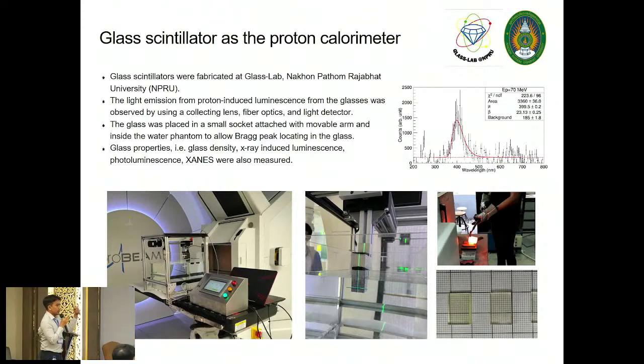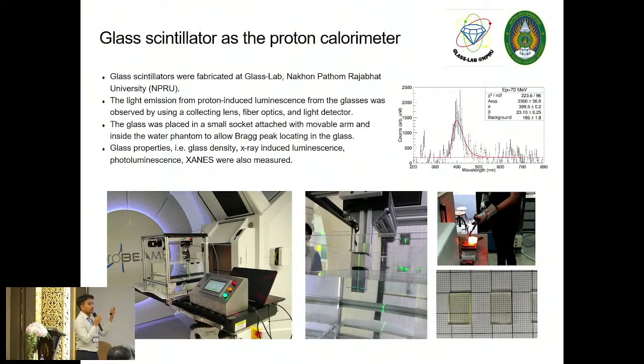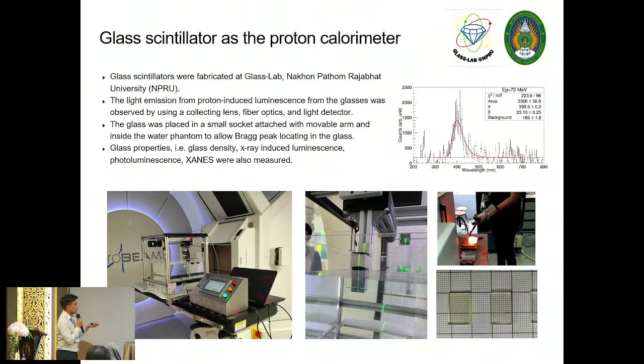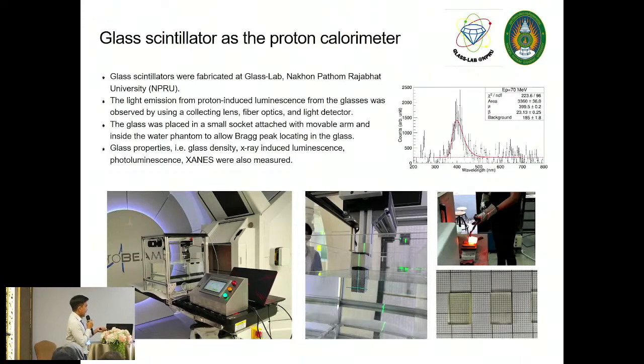We also think about something else apart from the sensor. Then we think about the glass scintillator calorimeter. Some of our students produce the glass at the glass lab at Rajabhat Nakhon Pathom University. With this glass, there is some combination of material science so that when the proton hits, it should emit light, let's say. Then we really produce the glass ourselves and put it inside this box.